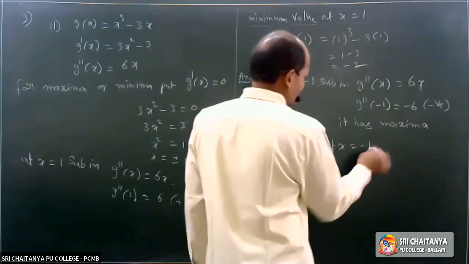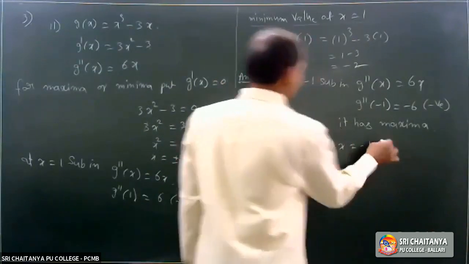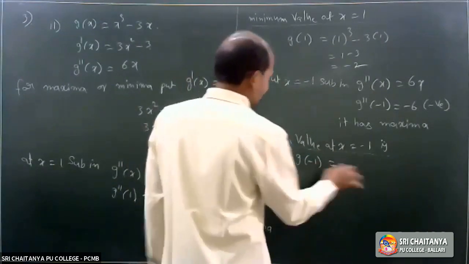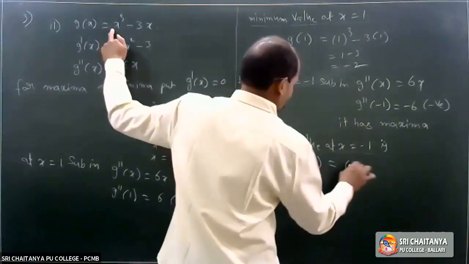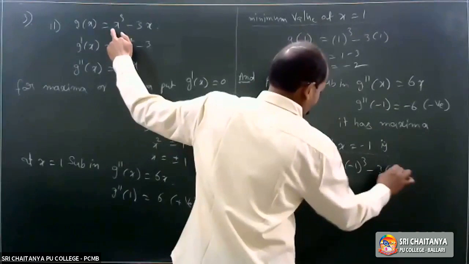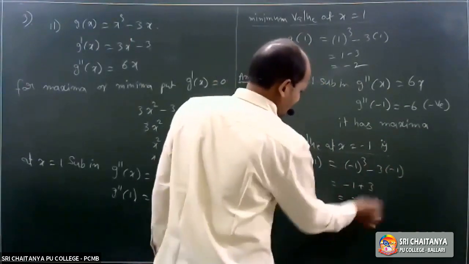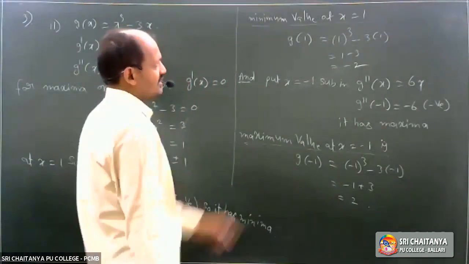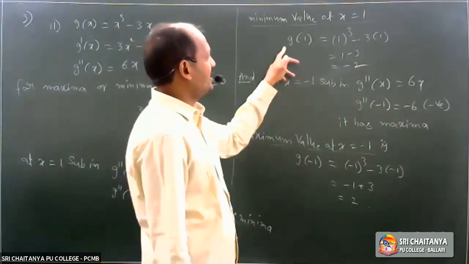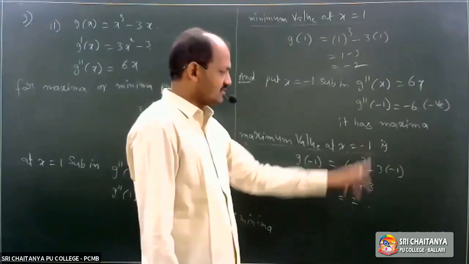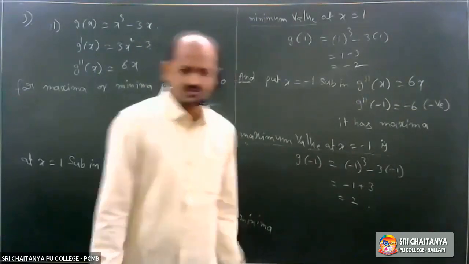at x equal to minus 1 is, so g of minus 1. G of minus 1 is minus 1 whole power 3 minus 3 into minus 1. Minus 1 plus 3 gets plus 2. Okay, na? So the minimum value at x equal to 1 is minus 2. Maximum value at x equal to minus 1 is plus 2. Okay, cover this one.